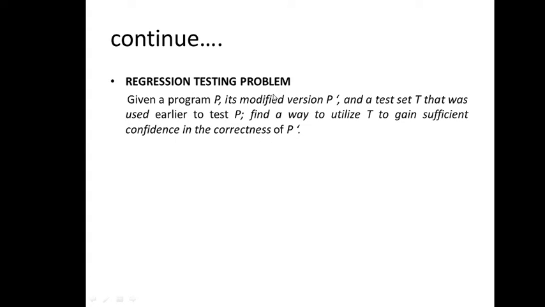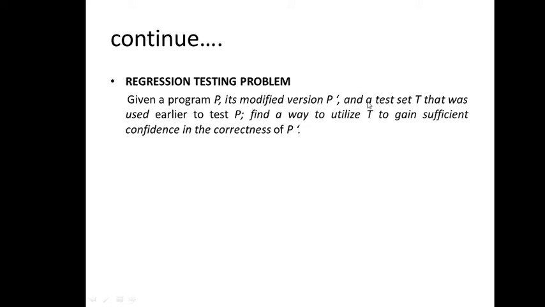Now let's see what this problem is. This is a major problem. Given a program P, its modified version P dash, and a test set T that was used earlier to test P, right? It is saying that we had test cases T which were used to test P. Now we have made certain changes in P and we call it P dash. Now our task is to find a way to utilize this existing T to gain sufficient confidence in the correctness of P dash. What does it mean?